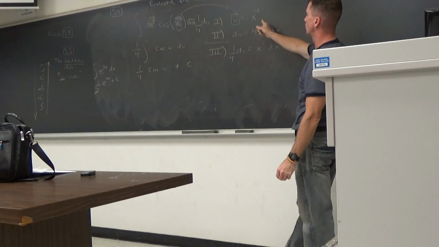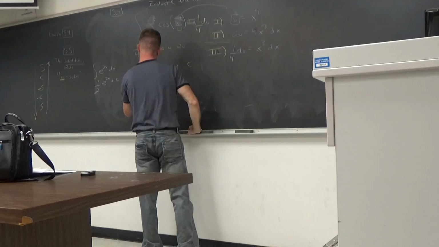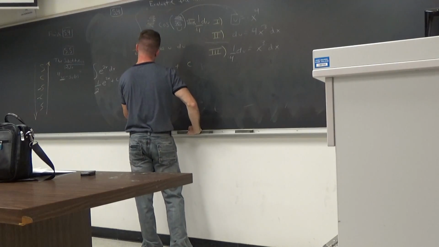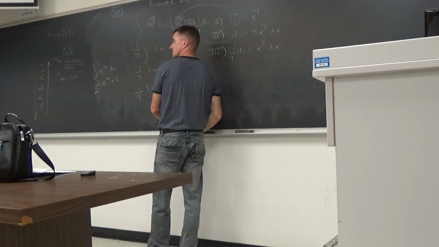But look what we let u equal in this problem. x to the 4th. There you go. One fourth sine of x to the 4th. And I can check this, couldn't I?